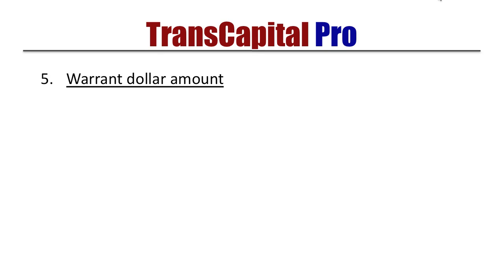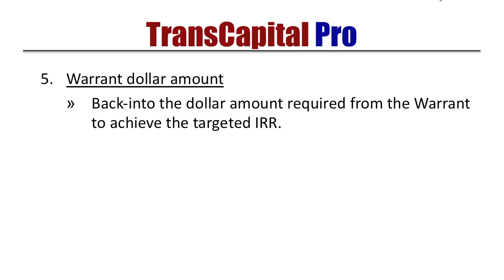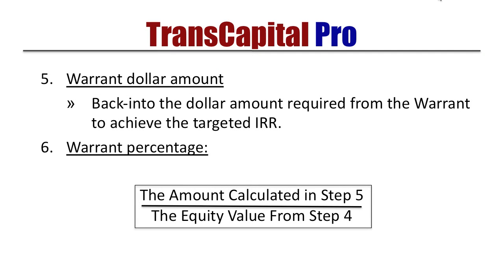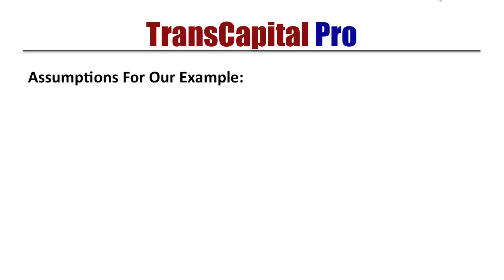Number 5 is the warrant dollar amount. So this is the amount that needs to come from the warrants so that you can hit your targeted IRR for your investors. And this is what we're trying to figure out. And then finally is the warrant percentage. So what percentage of equity does the warrant convert into? And it's simply the amount that's calculated up in step 5, up above, divided by the equity value that we got from step 4. So let's go into an example.